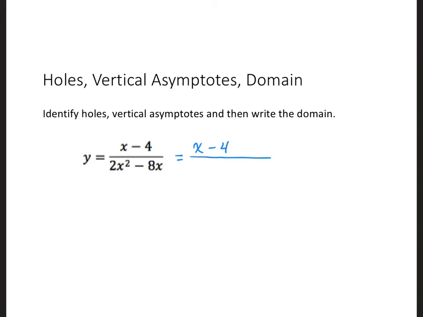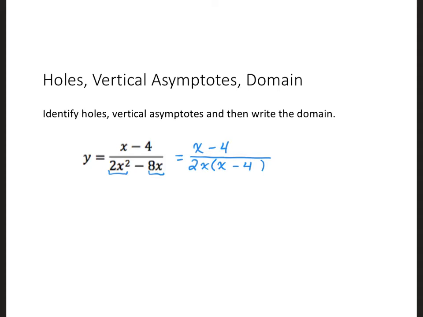My denominator, I see that I have two terms, and both my terms have a 2 in common, and they also have an x in common. So I'm going to GCF factor out a 2x. And then remaining, 2x times x would give me a 2x squared, and 2x times negative 4 would give me a negative 8x. So this is my factored form of my rational function. Once I am in factored form, I can identify two key features.